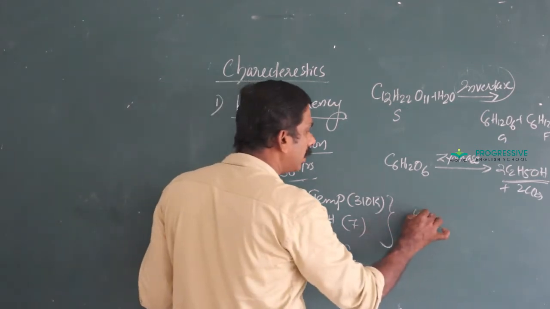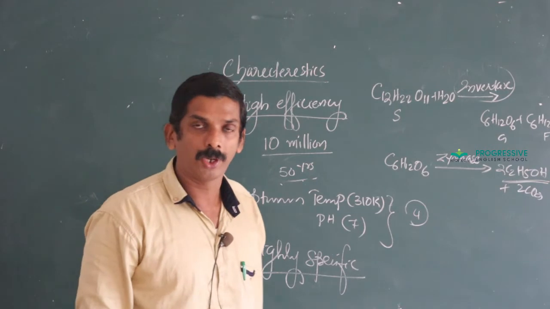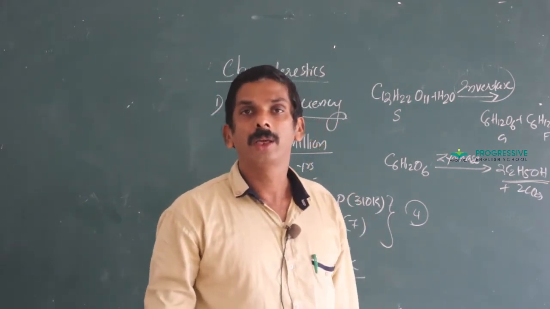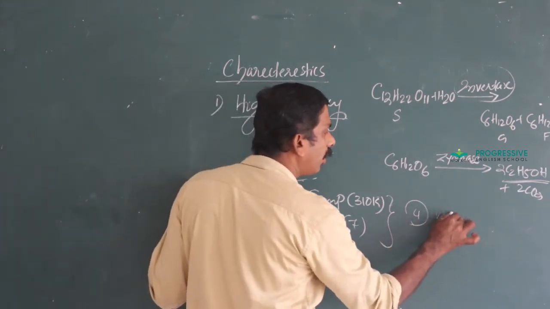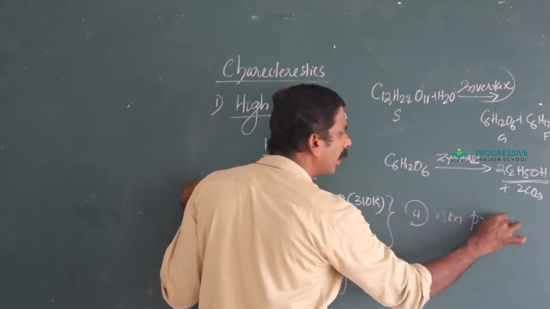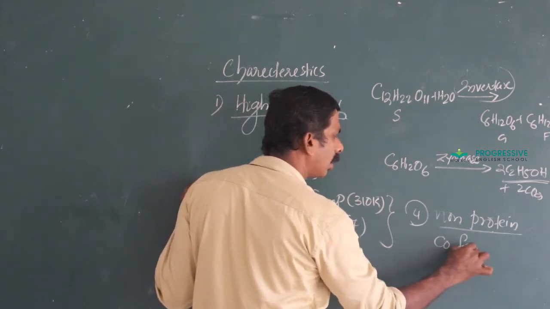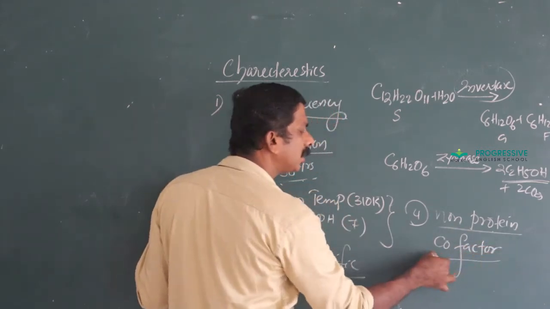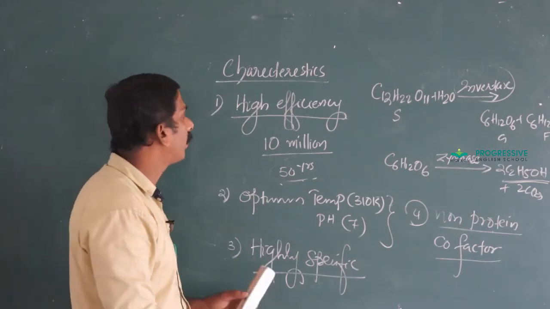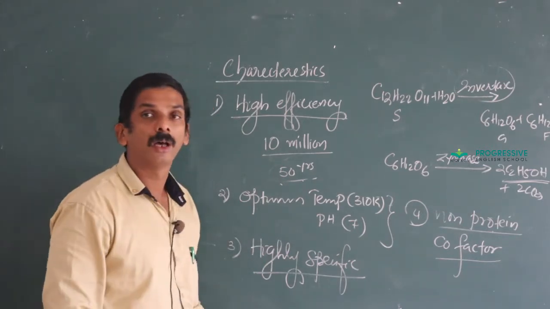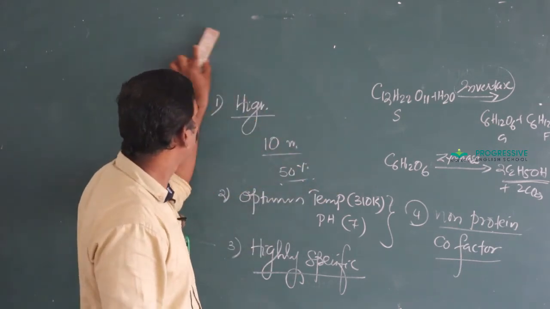And the fourth one is, I already told that all enzymes are proteins. Normally, the catalytic activity of enzymes speeds up in the presence of a non-protein part, which is called a cofactor. The non-protein part called a cofactor is there to enhance the rate or activity of enzymes.